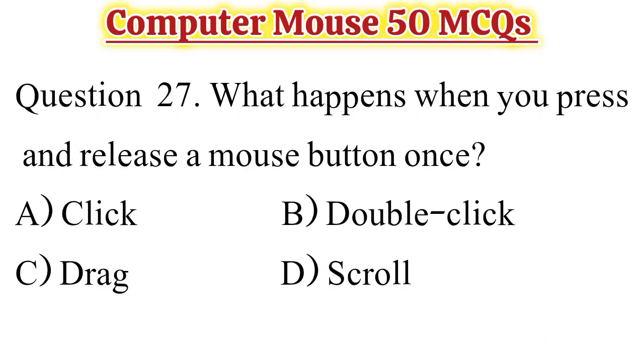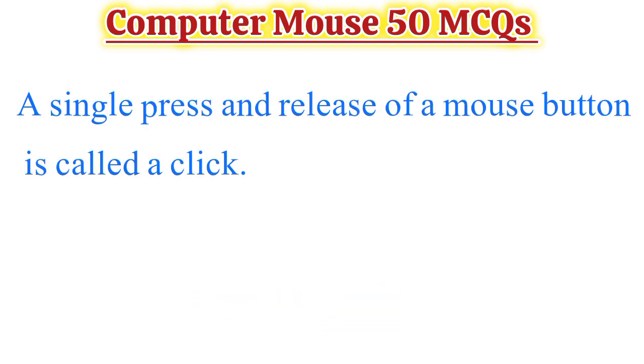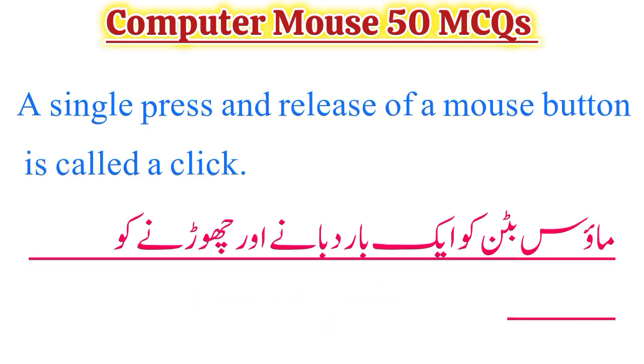27. What happens when you press and release a mouse button once? A. Click. B. Double click. C. Drag. D. Scroll. Answer: A. Click. A single press and release of a mouse button is called a click.